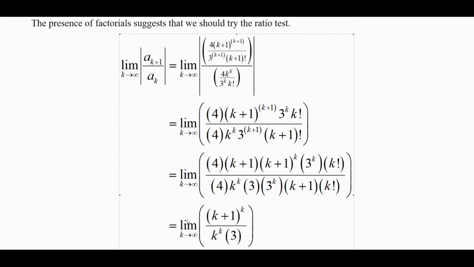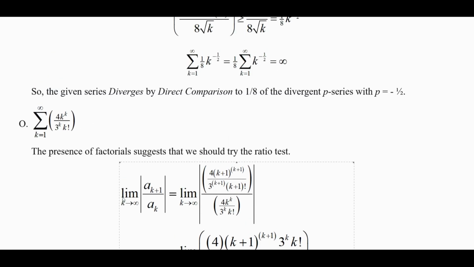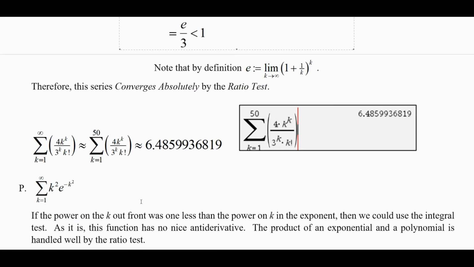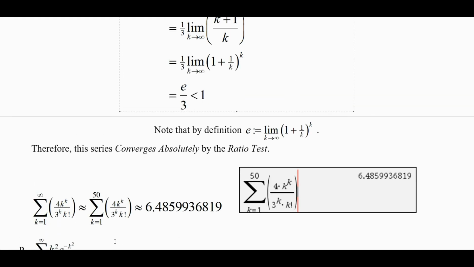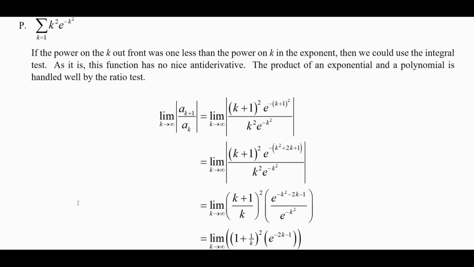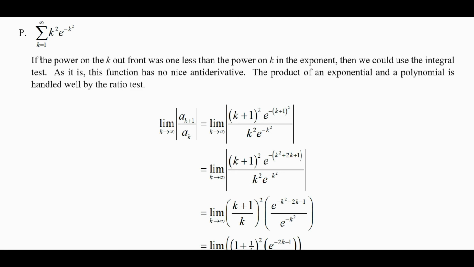And when you get a limit less than 1 on that ratio of terms, the ratio test tells us that the series converges absolutely. So this series converges absolutely by the ratio test. So if we sum up the first 50 terms here, which I did with the TI Inspire calculator, we get this. You could also do this on a TI-84 as well. The next one is summing from k equals 1 to infinity of k squared e to the minus k squared.